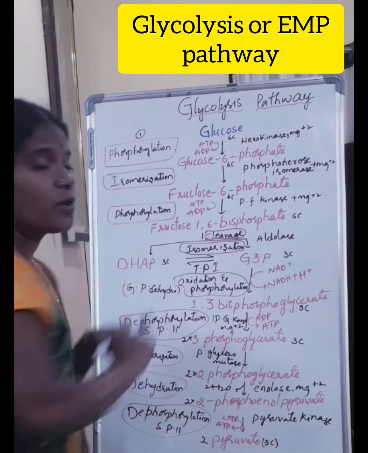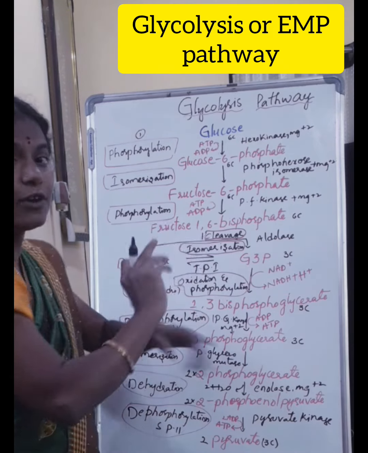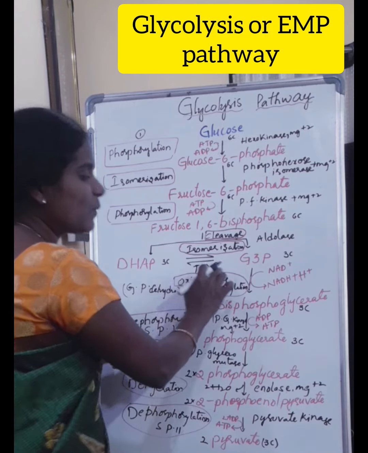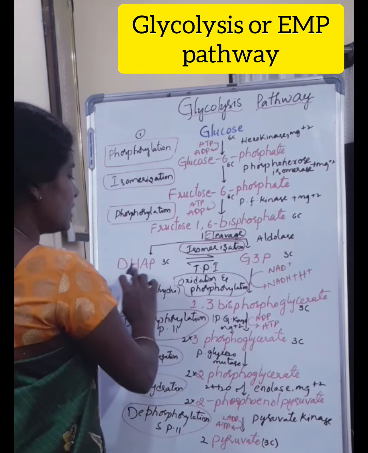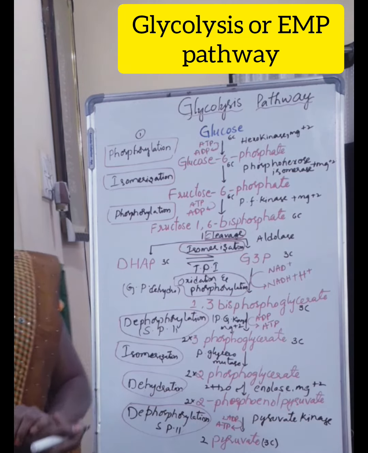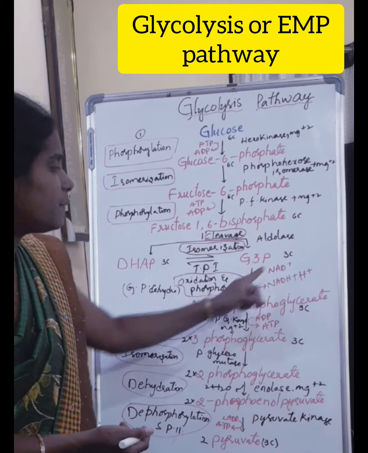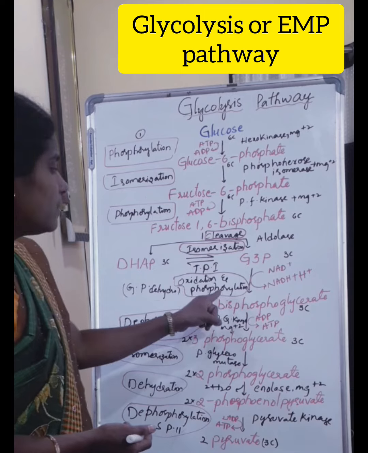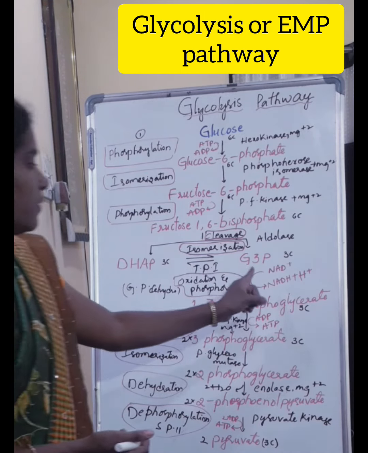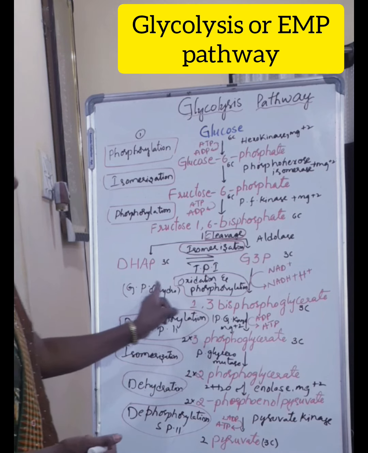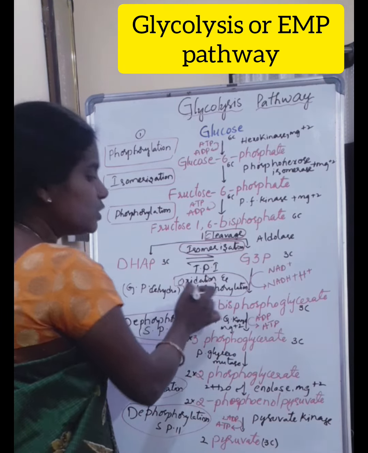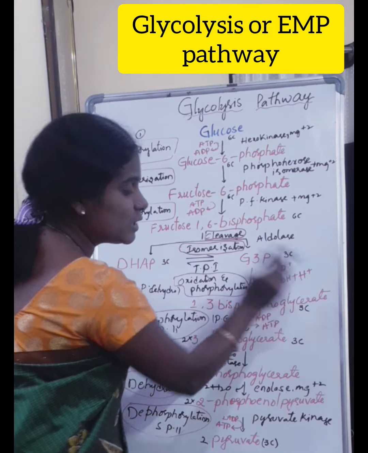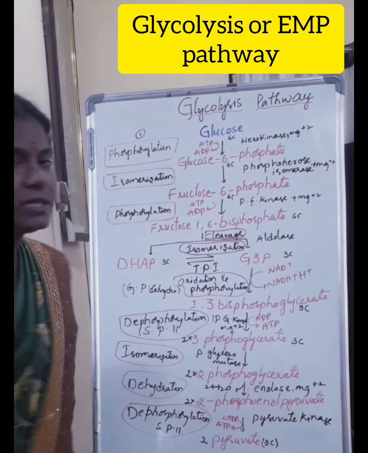DHAP as well as glyceraldehyde 3-phosphate can both interconvert. That process is called isomerization. With the help of the enzyme triose phosphate isomerase, DHAP can be converted to glyceraldehyde 3-phosphate. Then glyceraldehyde 3-phosphate undergoes oxidation and phosphorylation. Here there is oxidation with the help of glyceraldehyde phosphate dehydrogenase. Hydrogens are removed and added to NAD, forming NADH plus H plus. So here oxidation takes place.